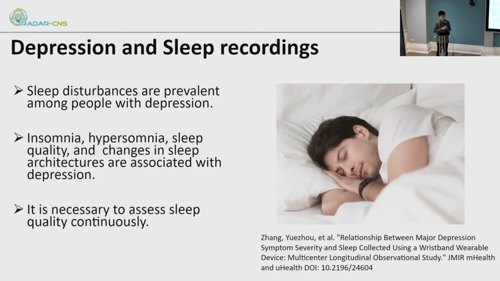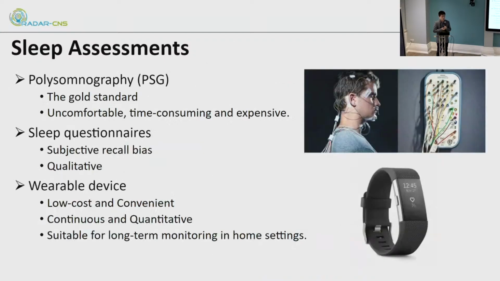First, I will talk about depression and sleep recordings. Sleep disturbances are prevalent among people with depression. For example, insomnia, hypersomnia, sleep quality, and changes in sleep architecture are associated with depression. Therefore, it is necessary to assess sleep quality continuously. However, 2 traditional sleep assessments have some limitations. PSG is the gold standard of sleep assessment, but it is uncomfortable, time-consuming, and expensive, so it is not suitable for long-term sleep monitoring. And sleep questionnaires rely on subjective recall and may be inaccurate.